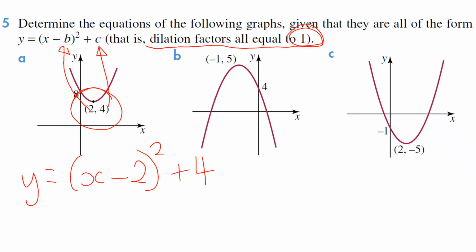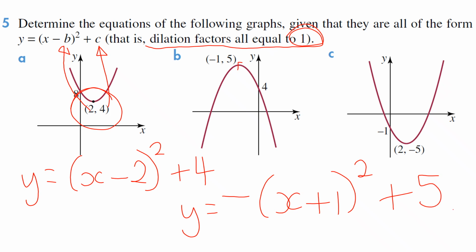For B, we can see that it's inverted. So it's going to be y equals negative (x. We're told that it's at -1, so it'll be +1) all squared plus 5, because the coordinates of the vertex or turning point are (-1, 5).